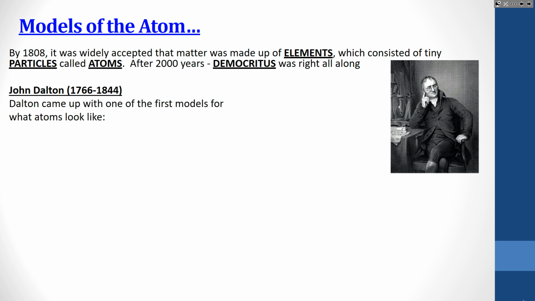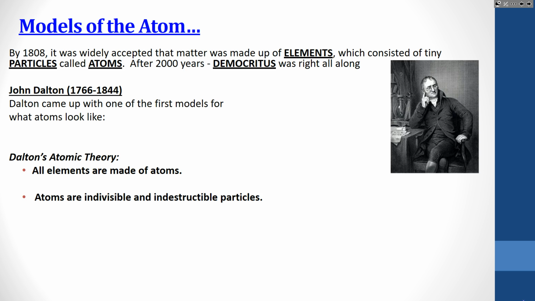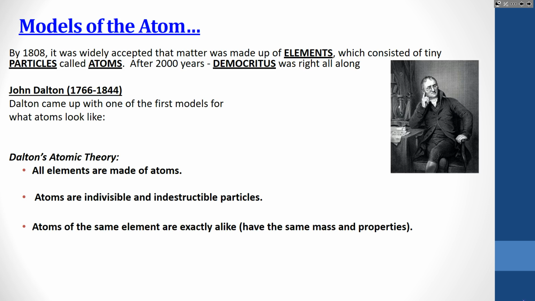His model basically said that all elements are made of atoms. Atoms are indivisible and indestructible, and that comes from that Greek word atomos, where it's uncuttable. So you can't break atoms down. They're really hard, and they make up every element. So every element that's on Earth has its own type of atom. And then he also said that atoms of the same element are exactly alike. In other words, they have all the same properties. They look the same, they act the same, they weigh the same.